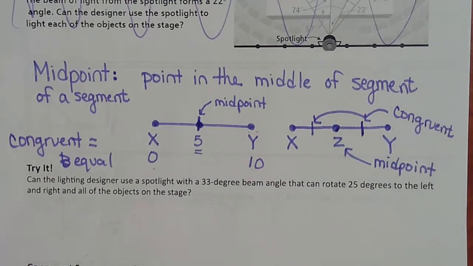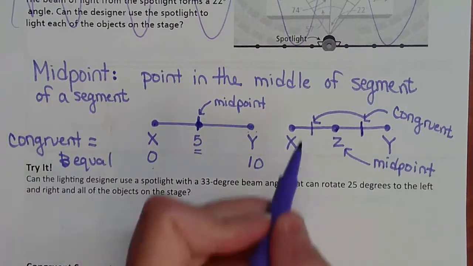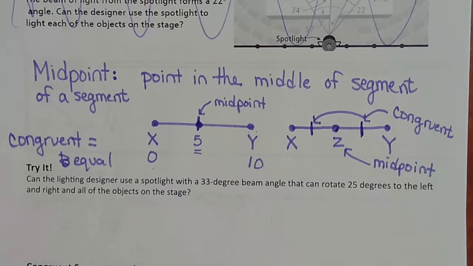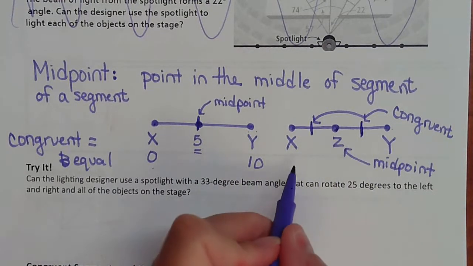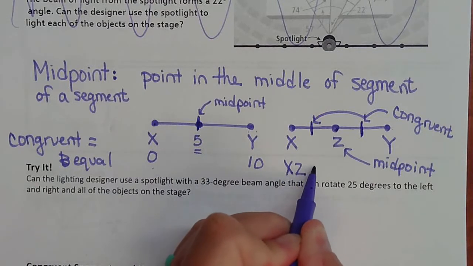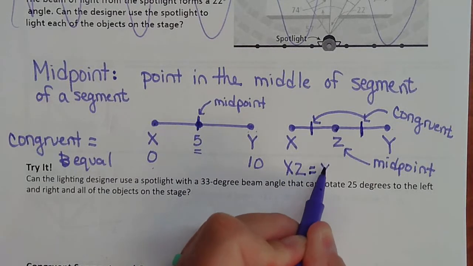There are a lot of markings that you're going to see throughout this first unit. We've got markings with segments. We've got markings with angles. But this little dash right here tells you that this length and this length are equal to each other. So XZ would be equal to YZ.